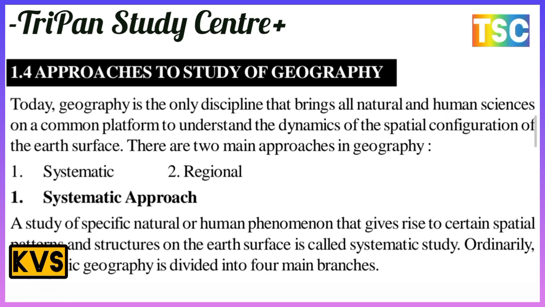The first point is the systematic approach. A study of specific natural or human phenomena that give rise to the content, spatial patterns and structure on the Earth's surface is called systematic study. Ordinarily, systematic geography is divided into four main branches.